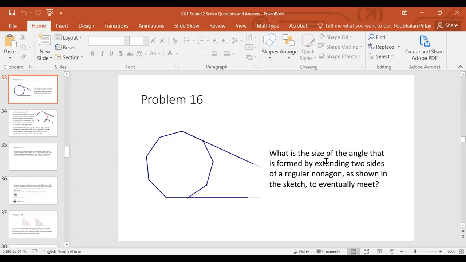We go to problem number 16. It looks like a geometry problem. So what is the size of the angle that is formed by extending 2 sides of a regular nonagon? Oh, this is a nonagon. Yeah, we hardly come across nonagons. Pentagon, septagon, hexagon, and so on. Nonagon is a 9-sided figure. And 2 of these sides are extended. And the question is, when they eventually meet, what is the angle formed by the 2? So that looks like quite a nice, challenging problem.